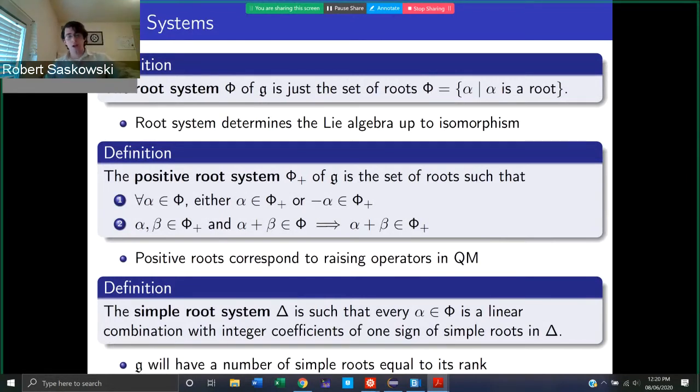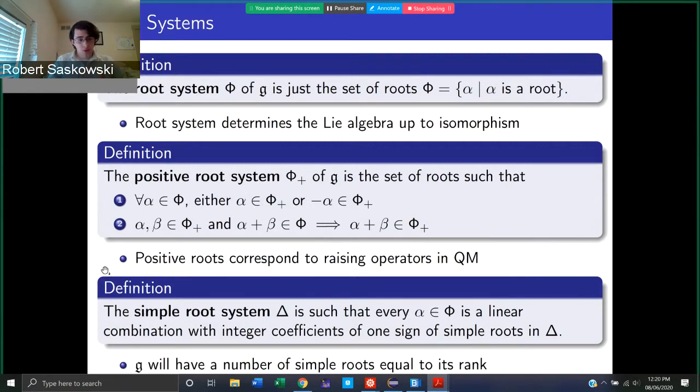Now, the intuitive way of thinking about positive roots is that they correspond to raising operators in quantum mechanics. For example, if we think about SU(2), and we specifically think about it in the context of angular momentum, we're going to have three generators, Jx, Jy, Jz, and none of these are compatible observables, so we expect there to be a one-dimensional Cartan subalgebra, and we'll just pick Jz to be the generator of the Cartan subalgebra. Then, as you know, we can construct J plus, J minus as raising and lowering operators, and J plus generates the positive root system for SU(2).